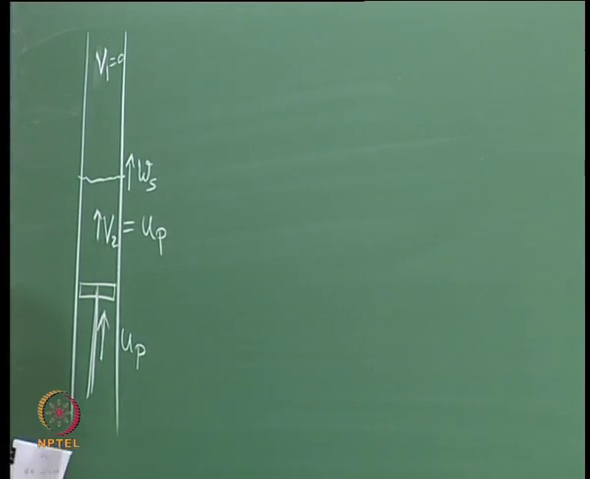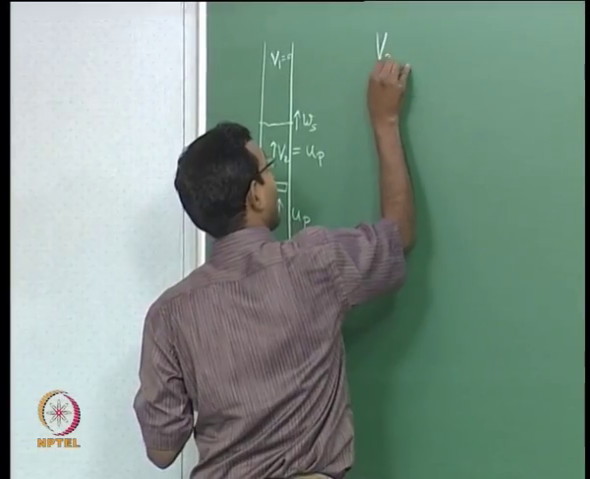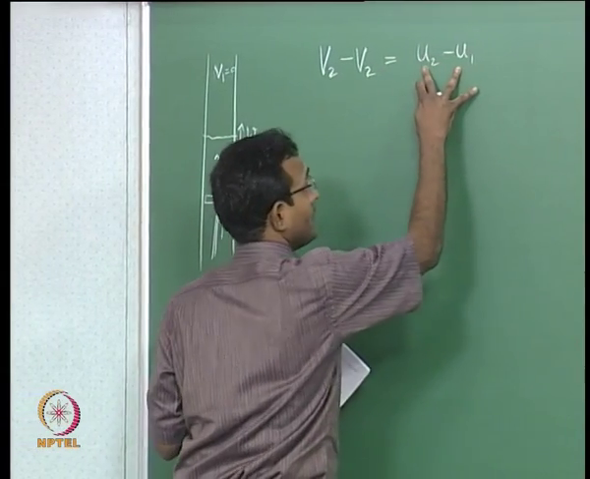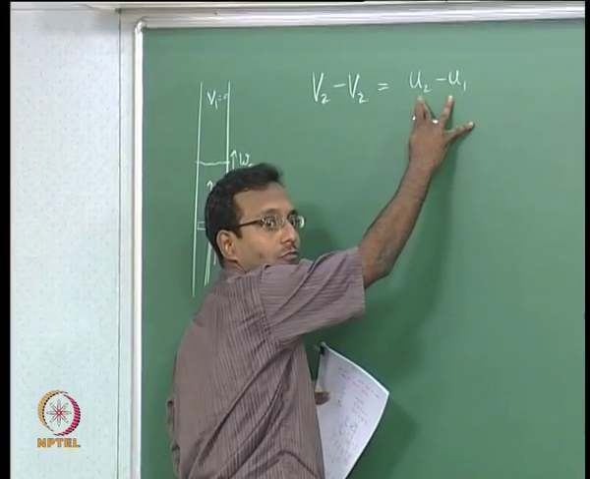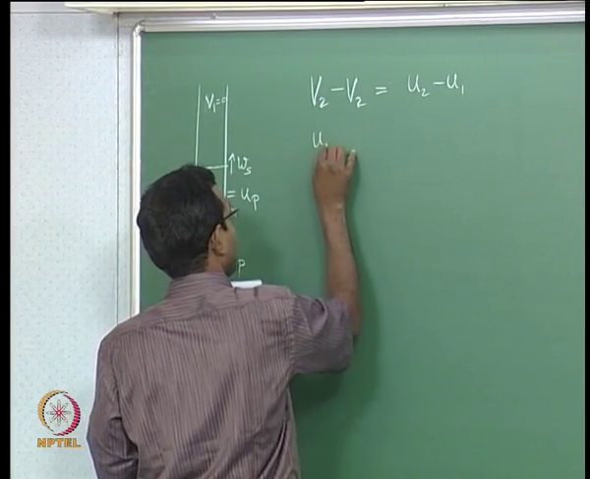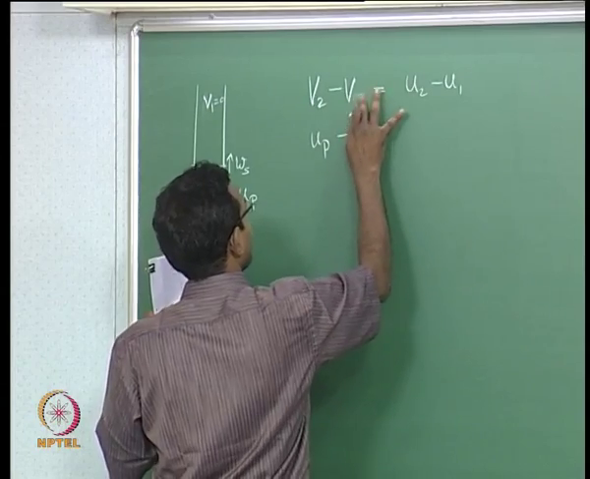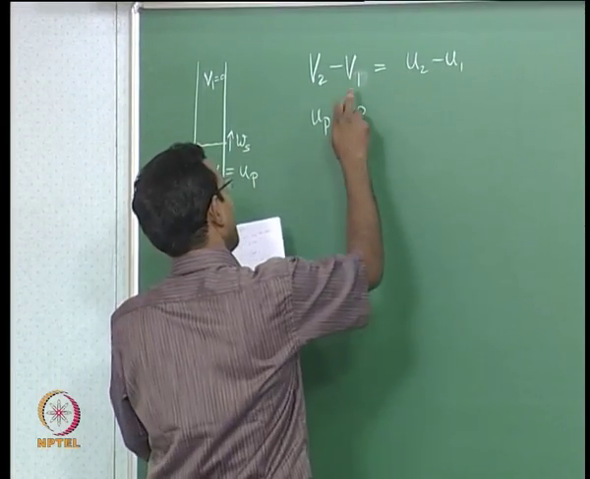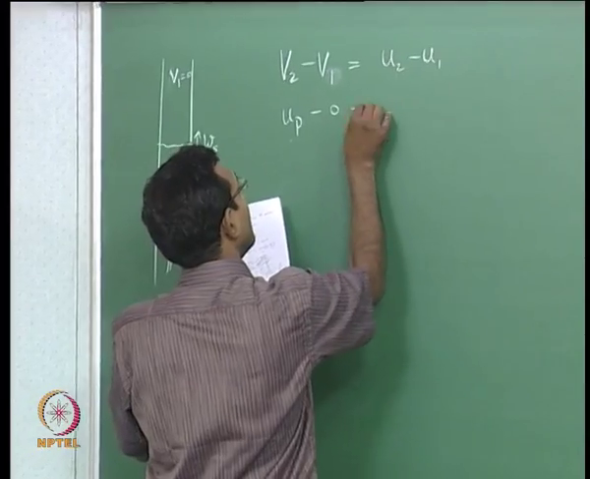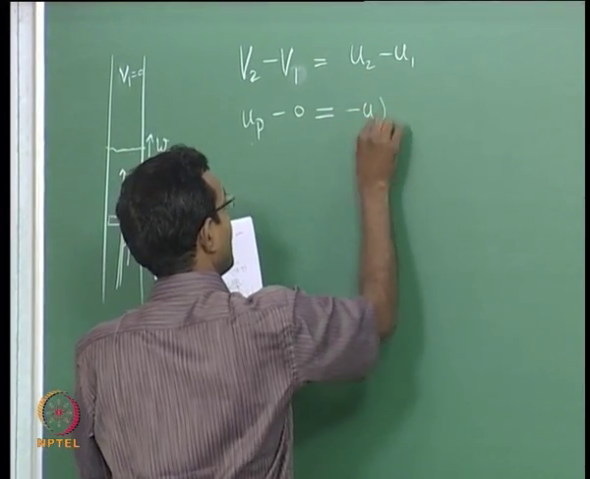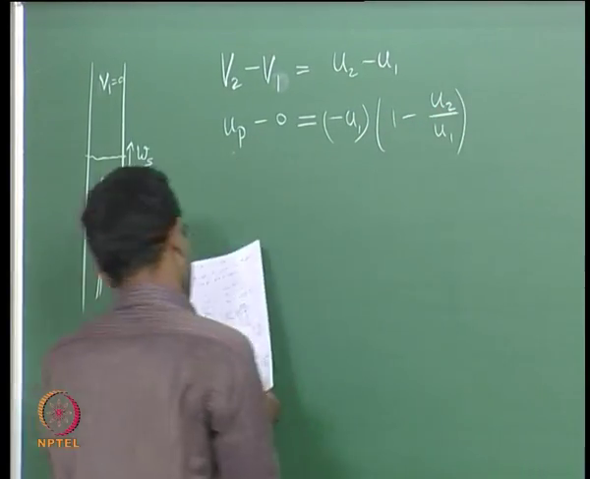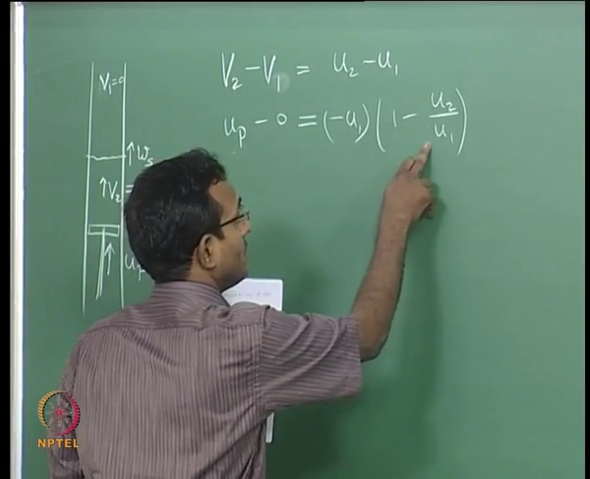And I will just go and write the expression which we already derived. We already said that v2 minus v1 must be equal to u2 minus u1, where these velocities are with respect to shock fixed coordinates, while these are with respect to lab coordinates. We already derived this, and I will just substitute numbers. Oh wait, I wrote v2 minus v2, it should be v2 minus v1. Okay. v2 minus v1 equal to u2 minus u1. This is u piston, the piston velocity, minus 0 is equal to, I will pull out minus u1 here, the same thing we did even before, 1 minus u2 by u1. I have this, and this u2 by u1 is with respect to shock fixed coordinates.